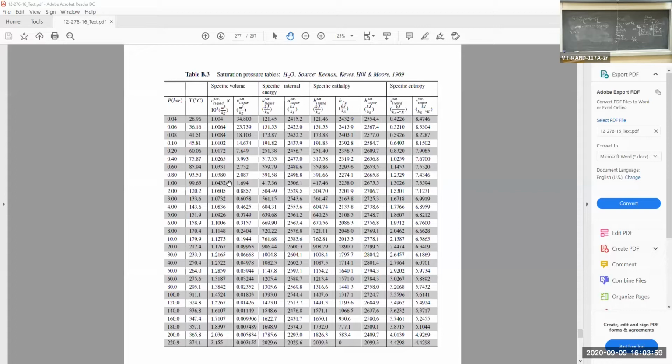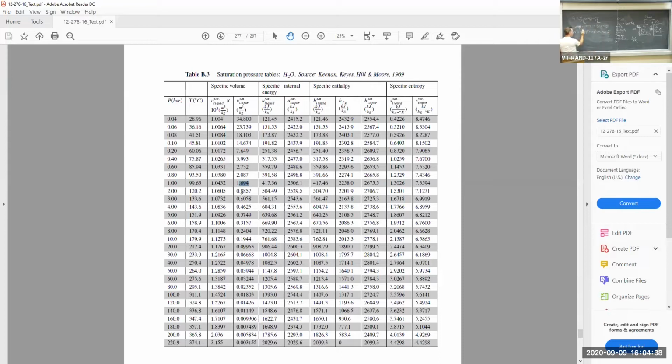Okay, at 1 bar, the saturated liquid specific volume is 1 times 10 to the minus 3 cubic meters per kilogram, plus 0.25 times the specific volume for the saturated vapor, 1.694, plus 1 times 10 to the minus 3 for the saturated liquid. And this all has units of cubic meters per kilogram.